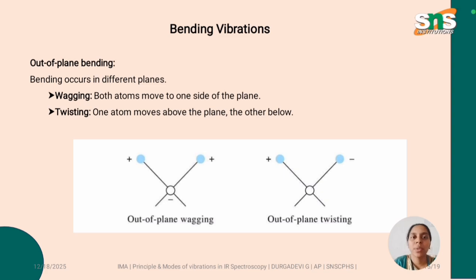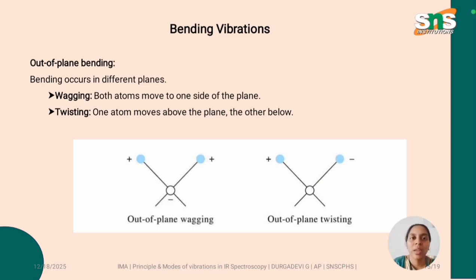And another type is out-of-plane bending. Out of plane means this vibration happens outside the molecular plane, and it can be classified as wagging and twisting. In wagging, both the atoms move to one side of the plane. So in out-of-plane wagging, both the atoms are moving together to one side, outside of the plane. In twisting, one atom moves above the plane while the other moves below the plane. So they both are different. Twisting and wagging are the types of out-of-plane bending.